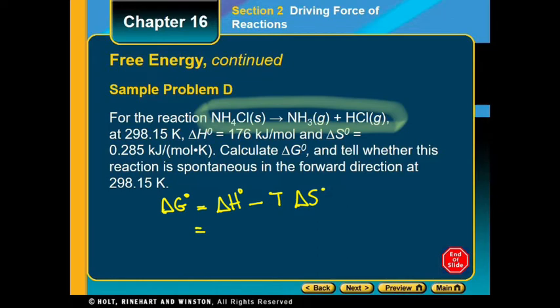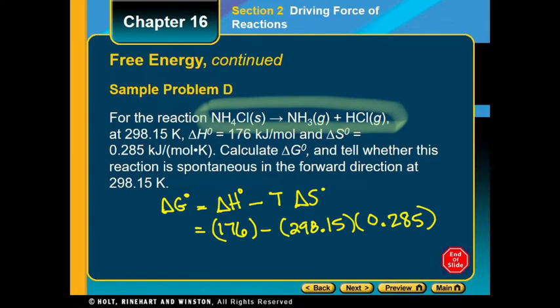I'm not going to throw in all of the units. I want you to throw in the units though, so that you can see what units will cancel or be left over in the end. But for delta H, it is a positive 176. Temperature in Kelvin, 298.15 times delta S, which is 0.285.